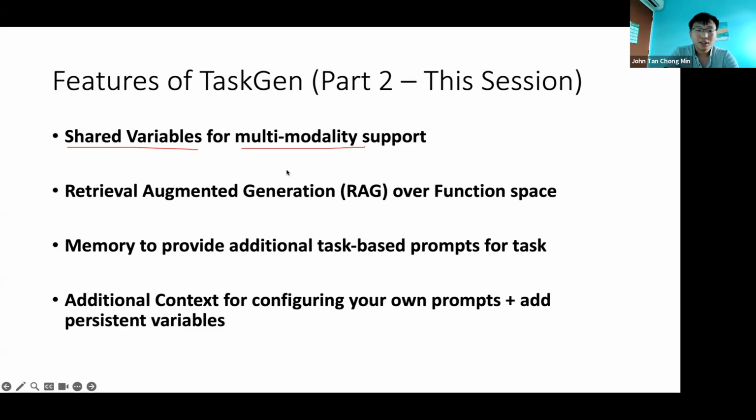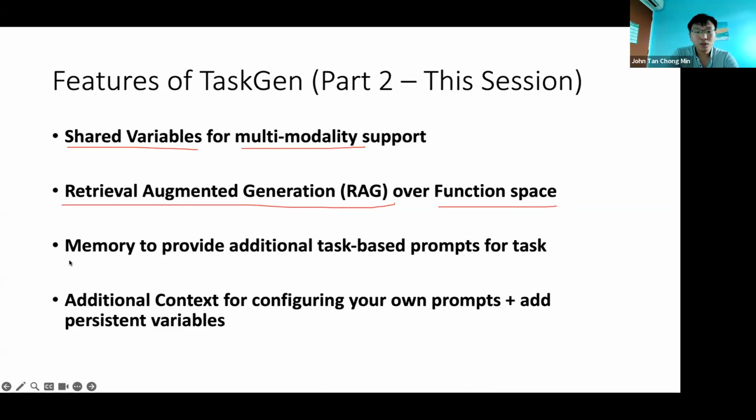All right. So there's other things like retrieval augmented generation over function space. This is done automatically as you add in functions to TaskGen, and you perform a certain task. We will do the top K selection of functions by semantic similarity for you automatically. You can also define it yourself if you want to.